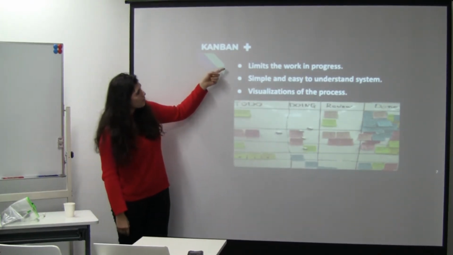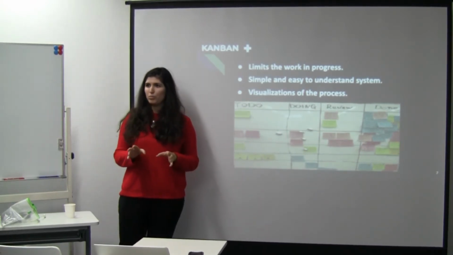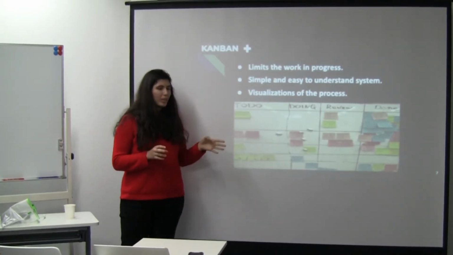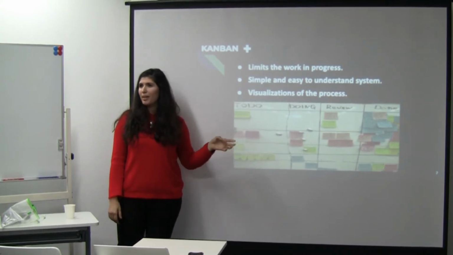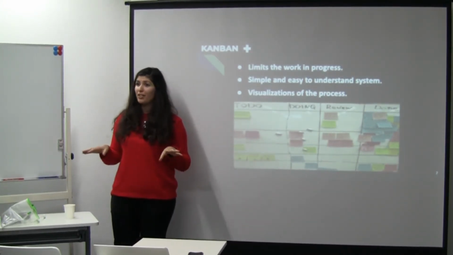So the first important feature of Kanban is to limit the work in progress. For example, you cannot have more than two tasks. And I think this makes sense. Why? Because if you have so many tasks in progress, maybe at the end of the sprint you wouldn't actually finish any of them and you wouldn't be able to deliver anything.